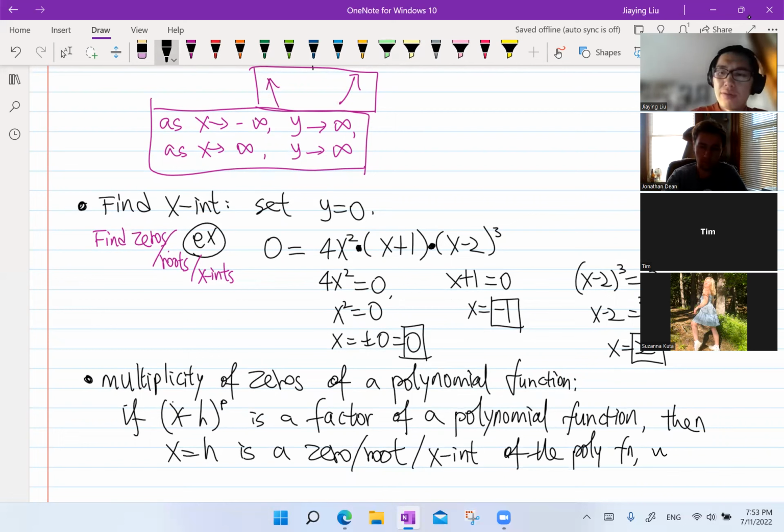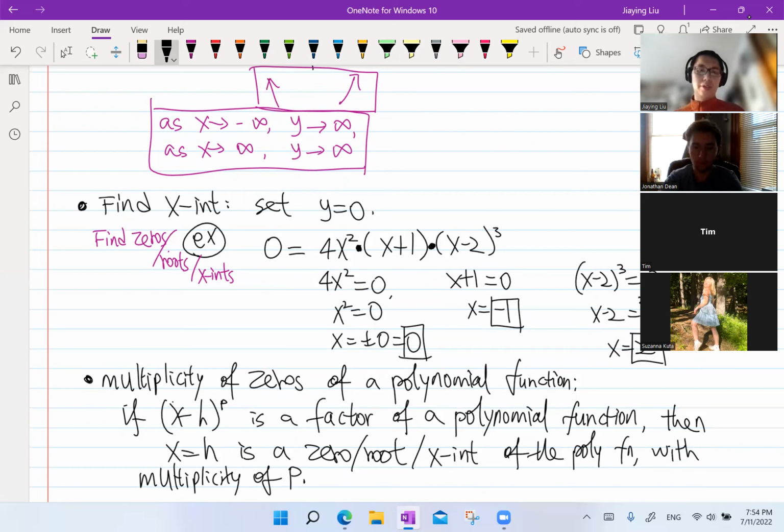And with multiplicity of p. So what that means is that it just means the multiplicity, it just means that this is a root or this is a zero or this x-intercept repeats itself multiple times.